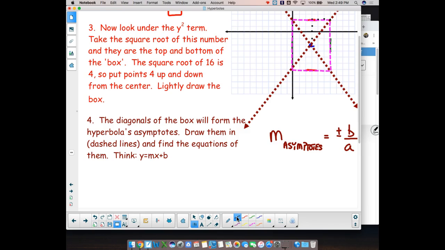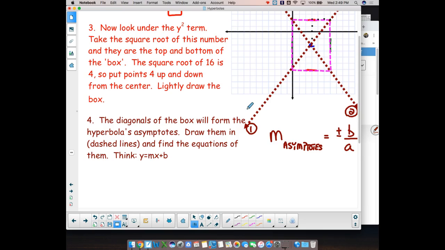To go to the other, it's negative. So my slope is always going to be plus or minus B over A. I just need to spread that out onto each one. I can't just use it as plus or minus. Okay? So let's call this one asymptote number 1, and we'll call this one asymptote number 2.